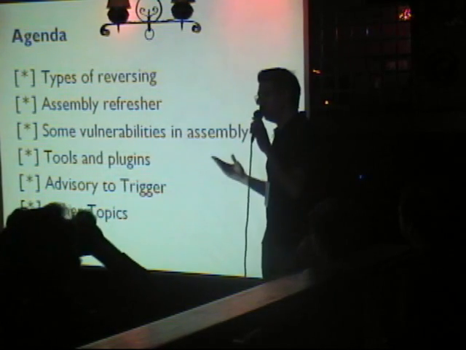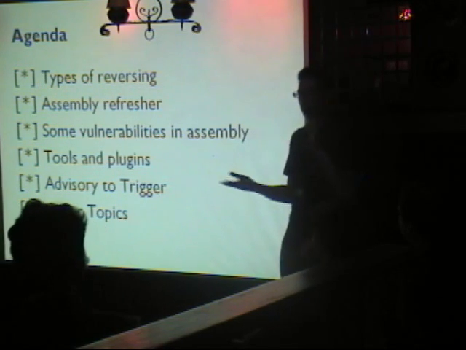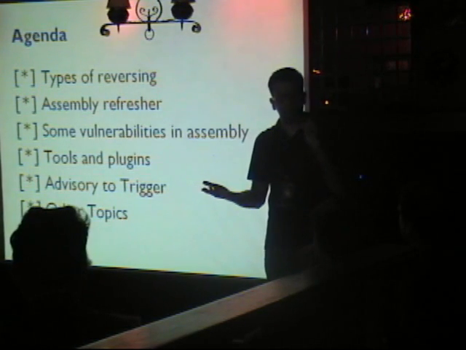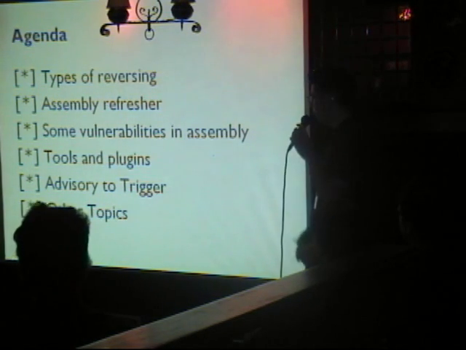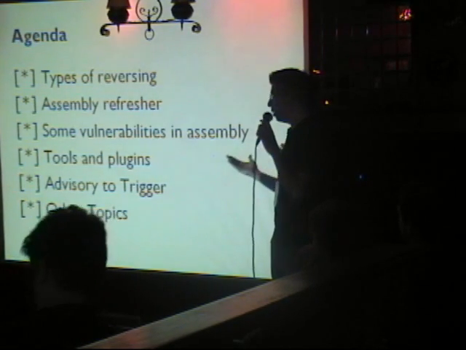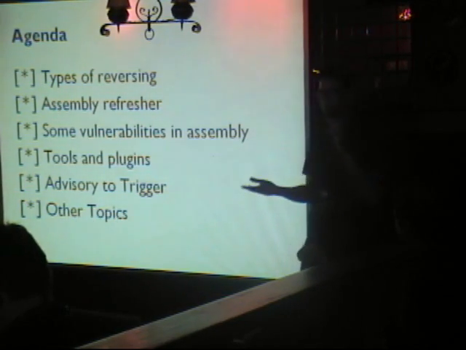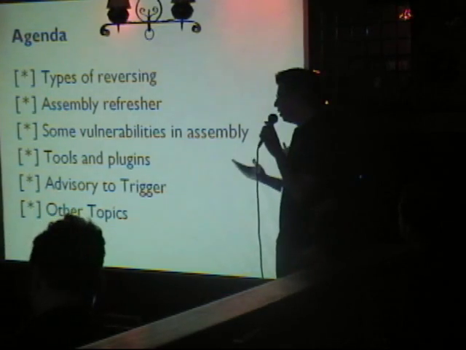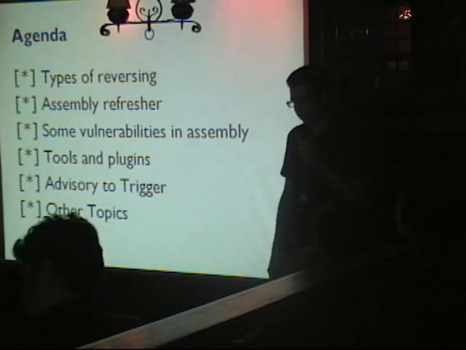Then we're going to look at some of these vulnerabilities. These are all public vulnerabilities that have advisories available. They usually have exploit code as well. Then we're going to talk about the tools that I use, some of the plugins that are available that I find to be really useful for this type of work. And then talking about how to go from an advisory to triggering the vulnerability.